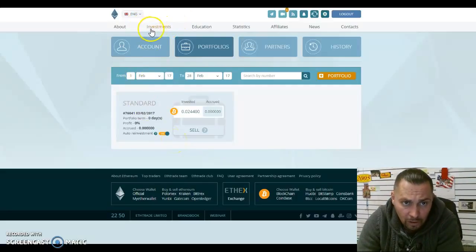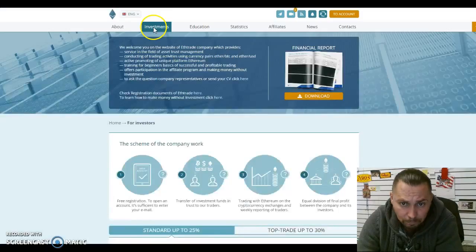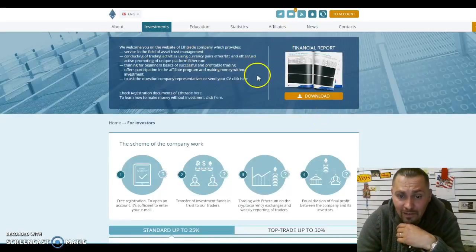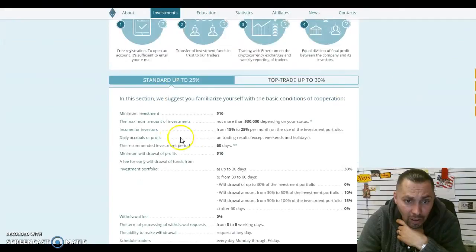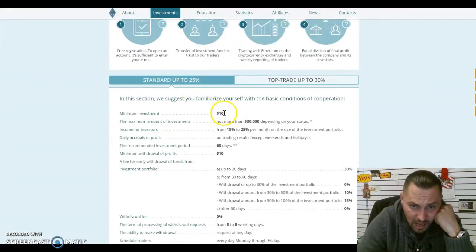And then you click on investments. And look, they even have the financial report here. You can download it in PDF. Minimum investment is $10, guys.